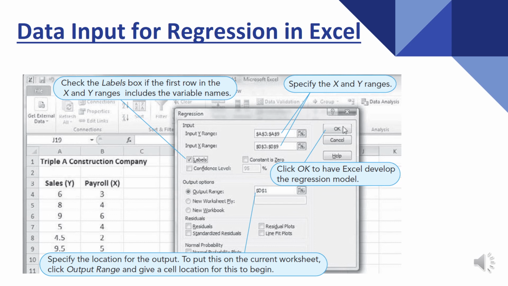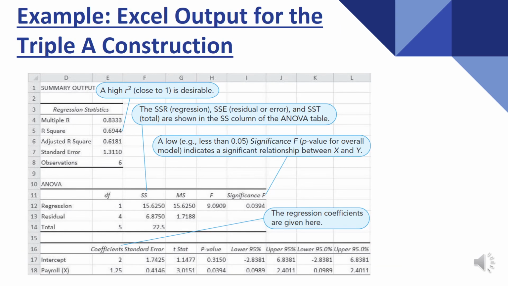Next is to check the labels box because the cells with the variable name were included in the first row of the X and Y ranges. To have the output presented on this page rather than in a new worksheet, select the output range and give a cell address for the start of the output. So in this example, we put in the cell address in the same worksheet. And the next is to click the OK button. After clicking the OK button, the following summary output will be shown in our Excel worksheet.